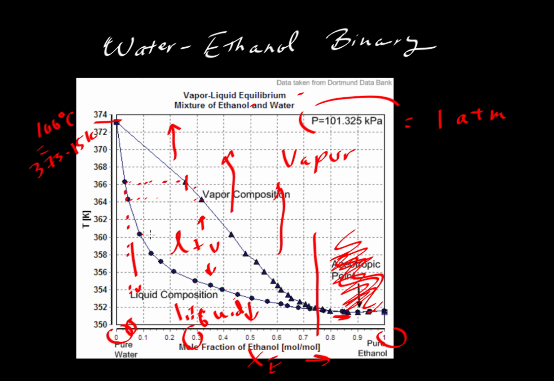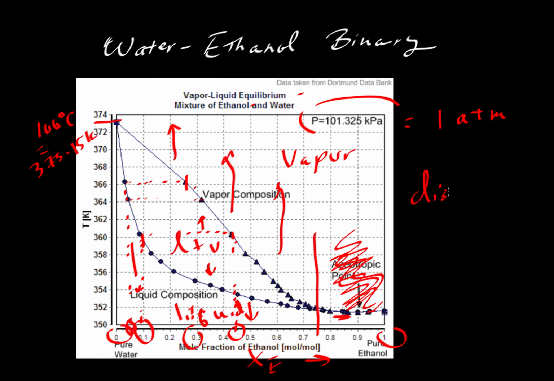So we can come down to a lower temperature, 360 degrees. The absolute values have shifted, and we get a bigger difference between the liquid and the vapor composition, but the vapor composition is still enriched in alcohol. Here it's about 45% alcohol, compared to the liquid that's equilibrated with, which is a little bit less than 10% alcohol. So we have this huge difference in the vapor and liquid composition.